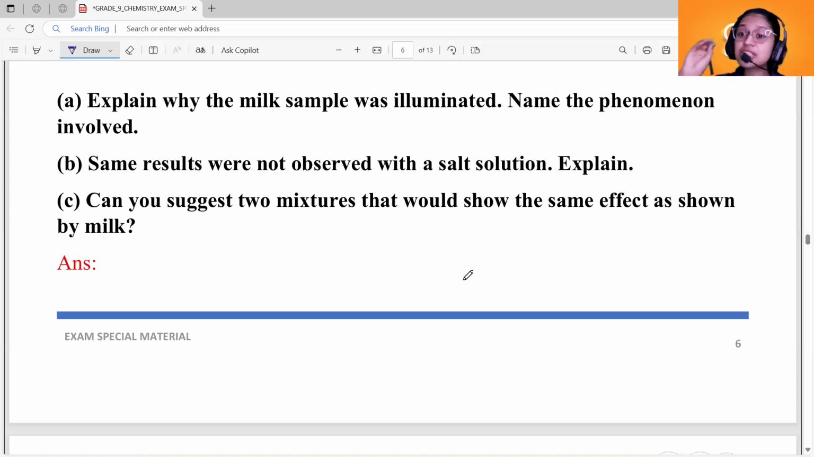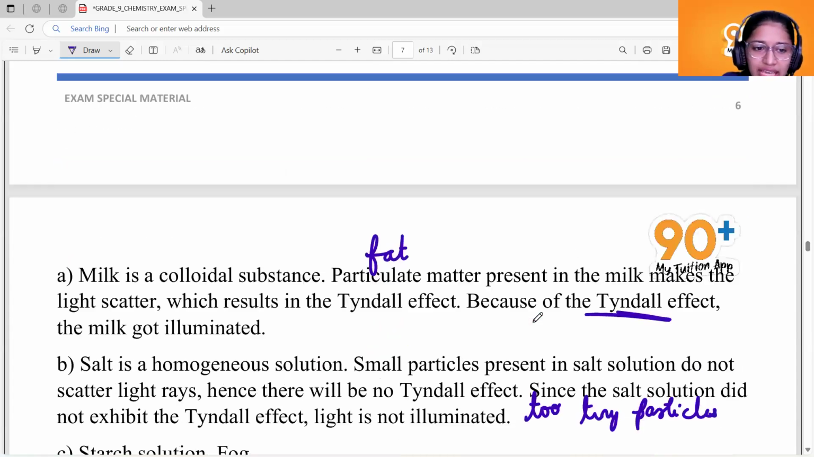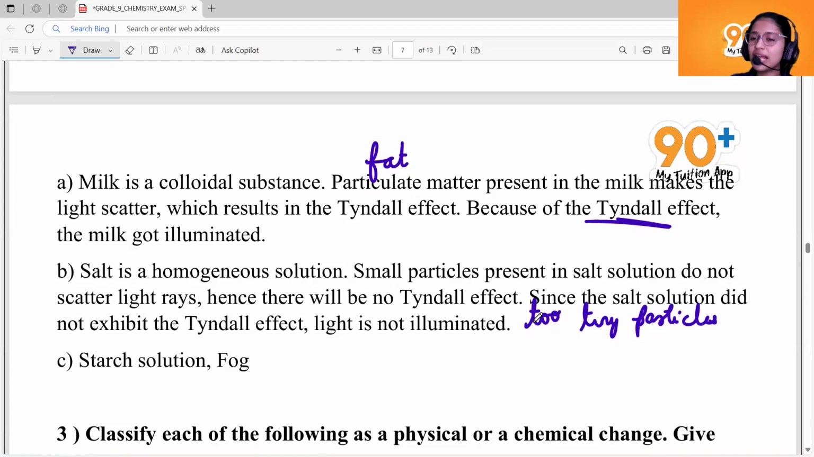Suspensions can show Tyndall effect only until all the particles settle down. After all the particles have settled, they will not be able to show Tyndall effect. But colloids will show Tyndall effect throughout. So any colloids you can write. Here I've given the example of starch solution and fog. You can write any example provided in your textbook, which comes under the category of colloids. Is it clear? Okay.